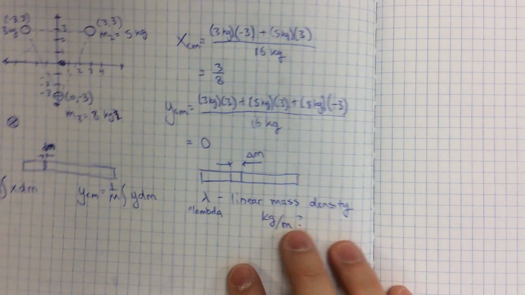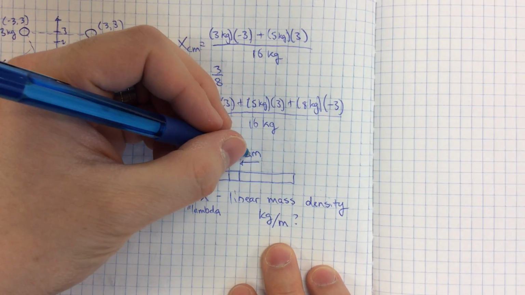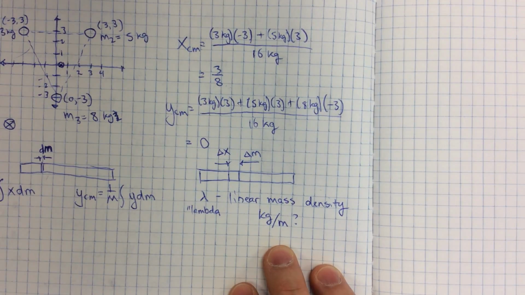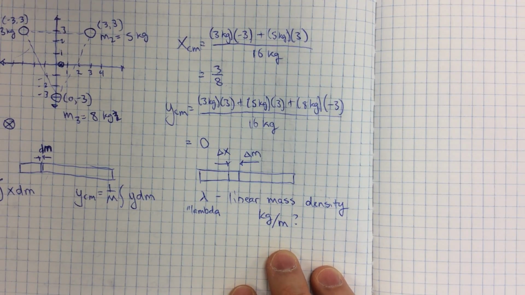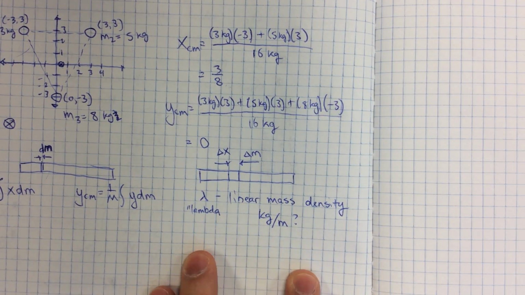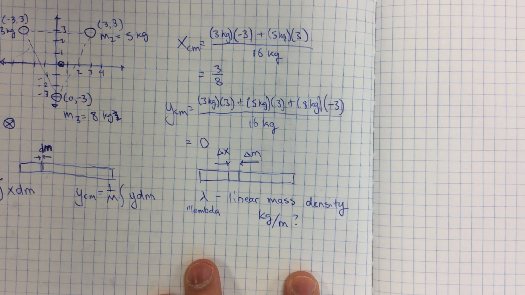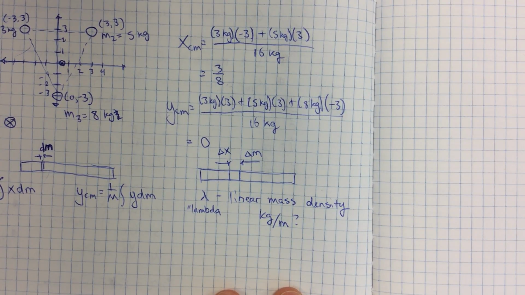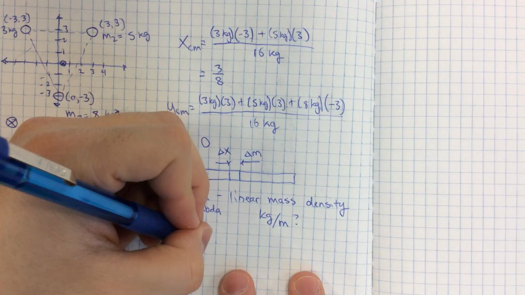So if I want to know how thick that is, how can I relate delta x to delta m if I know lambda? Just think about the units. How can I get delta x if I know delta m and lambda? Just multiply, right?